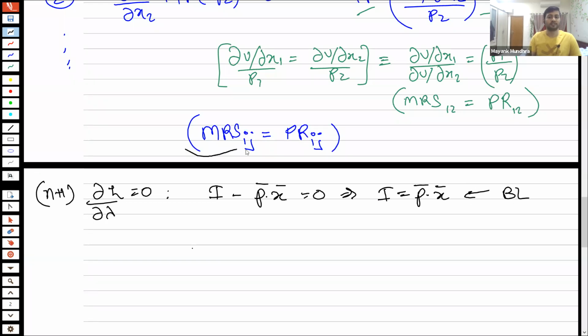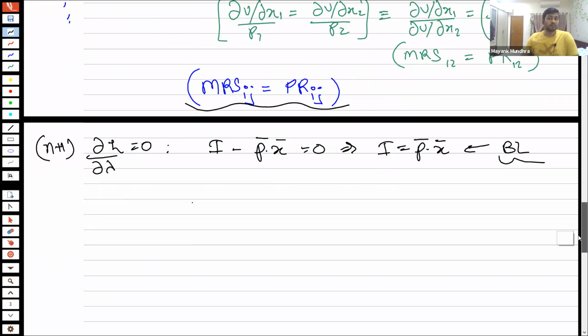So this is your MRS equals price ratio. This is your budget line or budget constraint. So the equations are the same in n dimensions, but now I did not derive it graphically, I derived it mathematically. Now for most questions, you can just remember these two things, MRS equals price ratio and budget line, and you can solve it. But there are going to be questions where these are not going to be sufficient, so you might have to construct a Lagrangian.